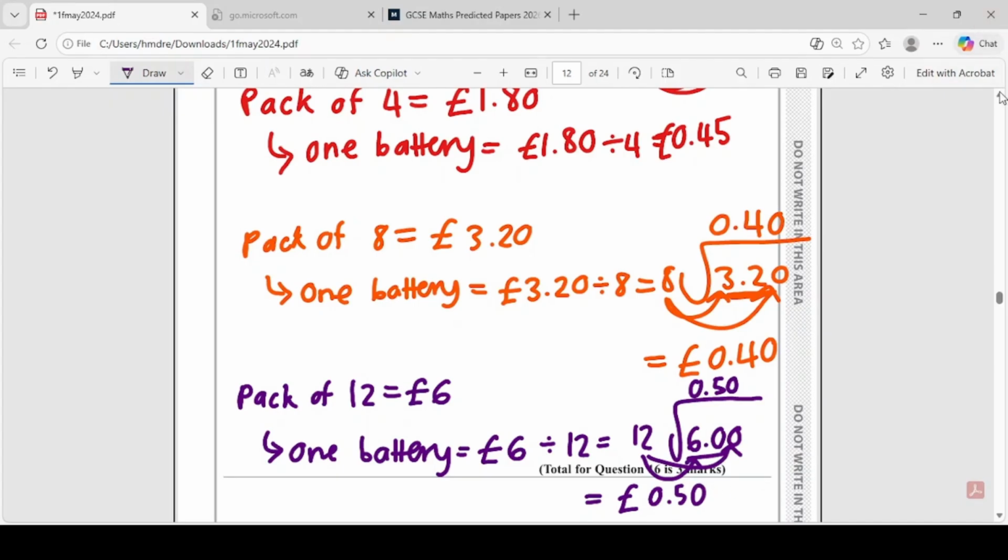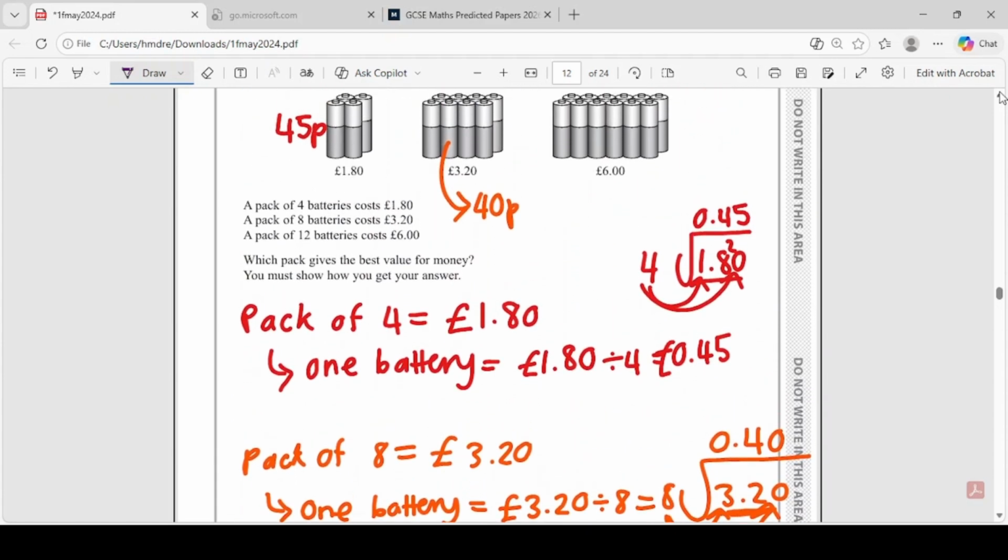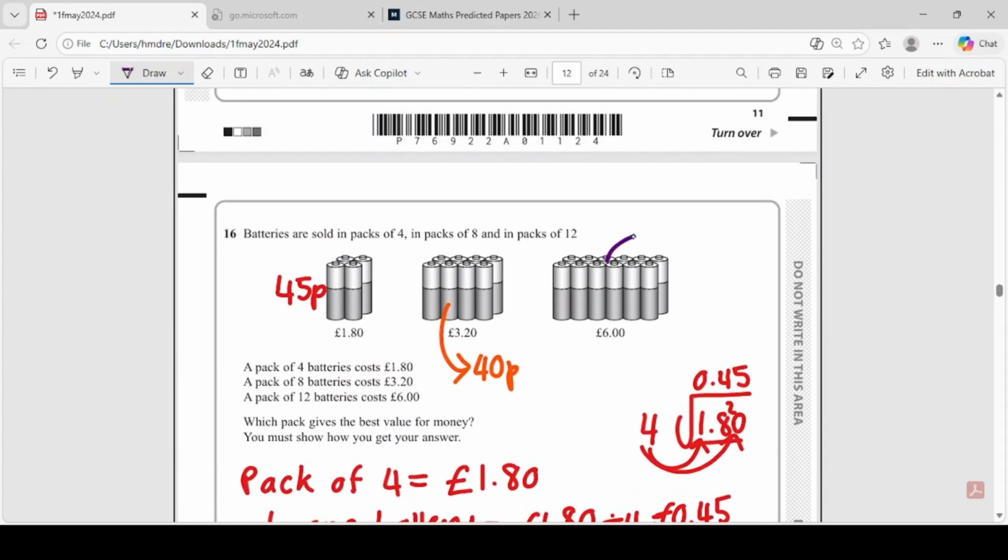Okay, so you can see with that one, I was getting quite a strange answer. I was getting that each battery was £2. So then I knew I'd switched around my division there. Okay, so this one is 50p per battery.